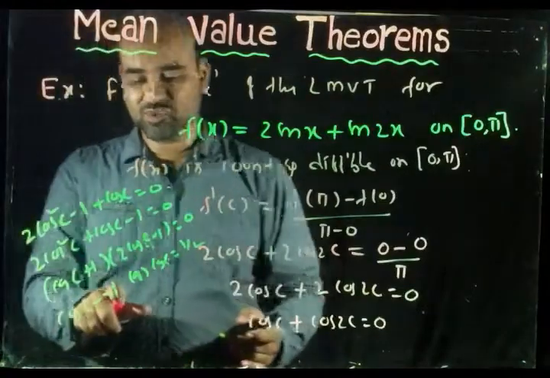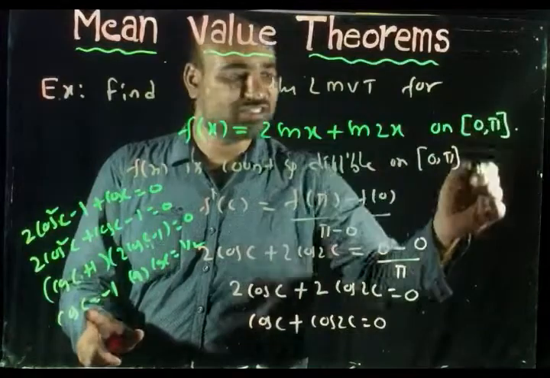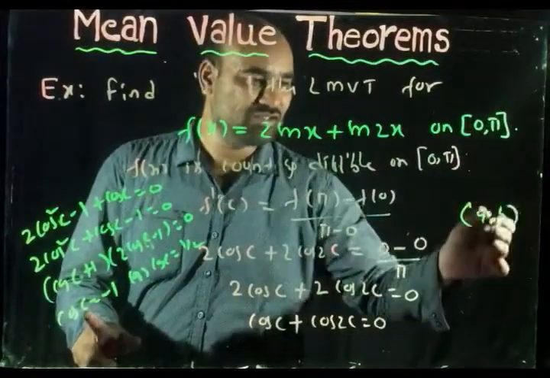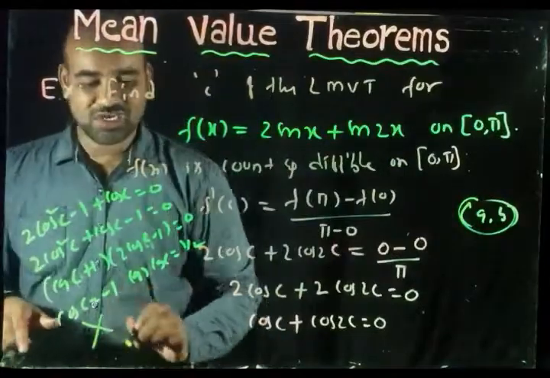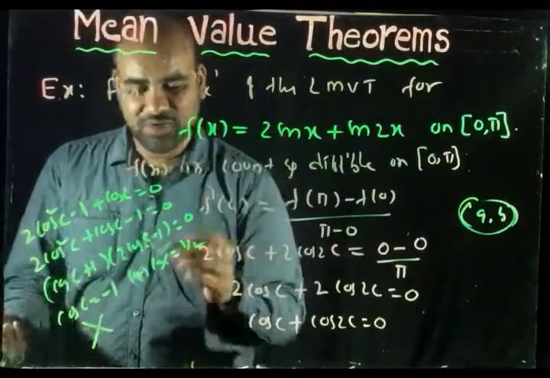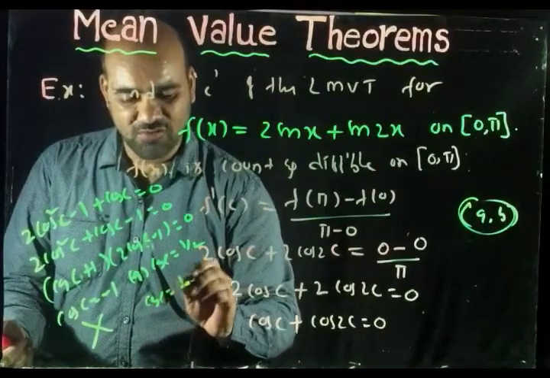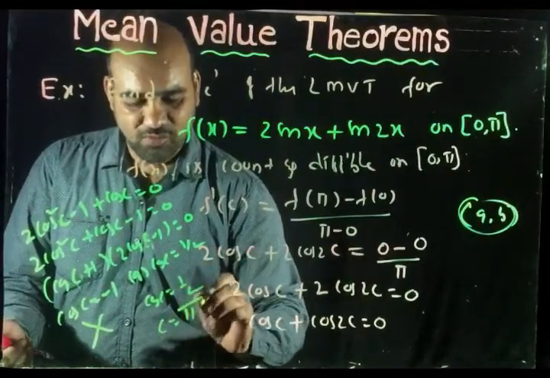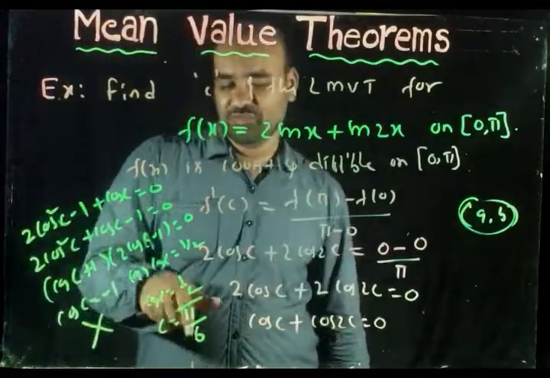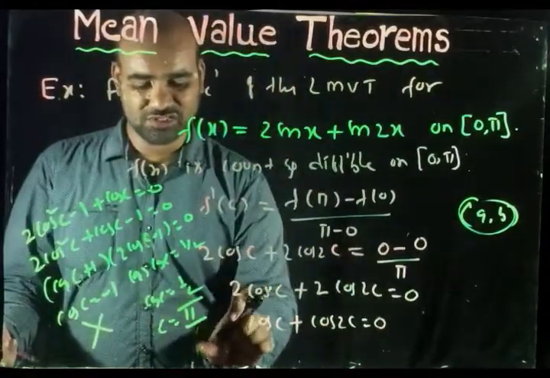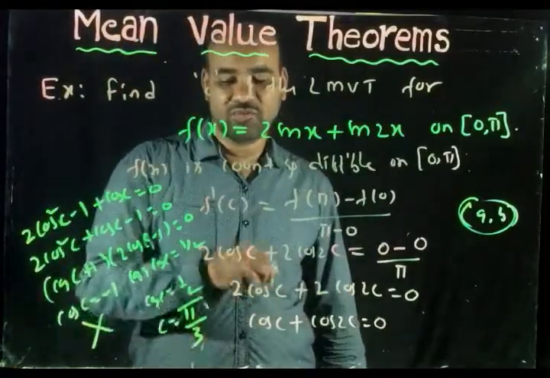Cos C equal to minus 1 gives pi and so many values. But we need to find C in the open interval a to b only, open interval 0 to pi only. That's why this is not taken. This C can be taken. Cos C equal to half means C equal to pi by 3, 60 degrees. Sorry, pi by 3. Therefore, the required value of C is equal to pi by 3.